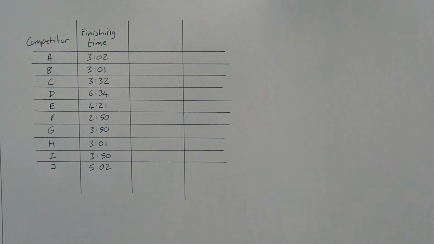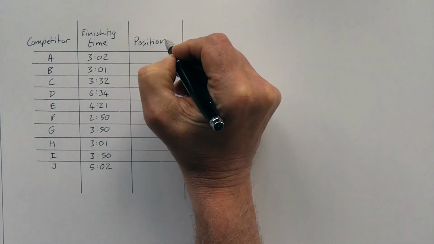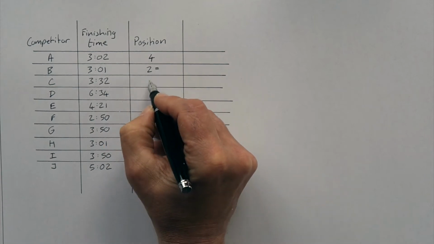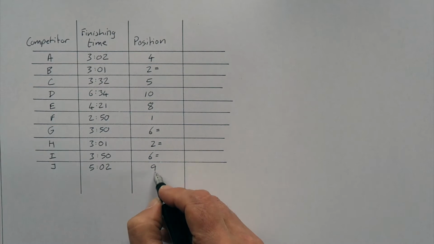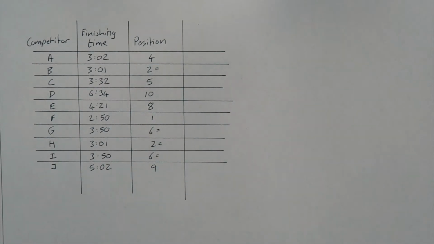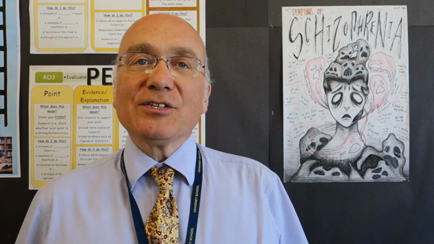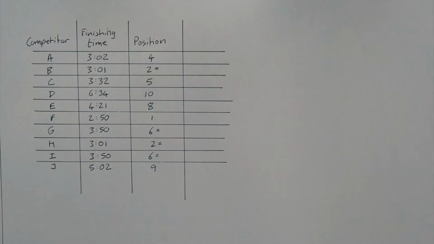Now, once we've got the finishing times, we can work out who won the race, who came second and who came third. We can write in their positions, and we can see that F won the race. F for fastest, run the race by quite a long way, but there was a pretty tight race for second place. So person B and person H tied for second place on 3:01, and then just behind them was A on 3:02. And everyone else has a ranked position in the race.